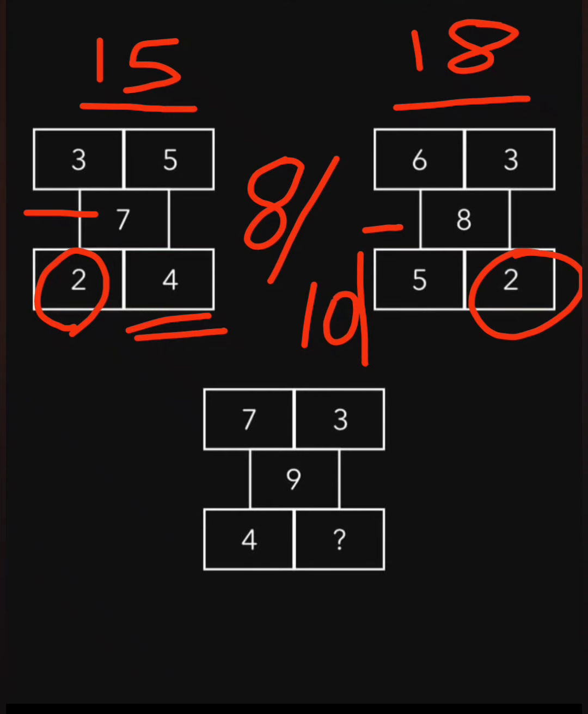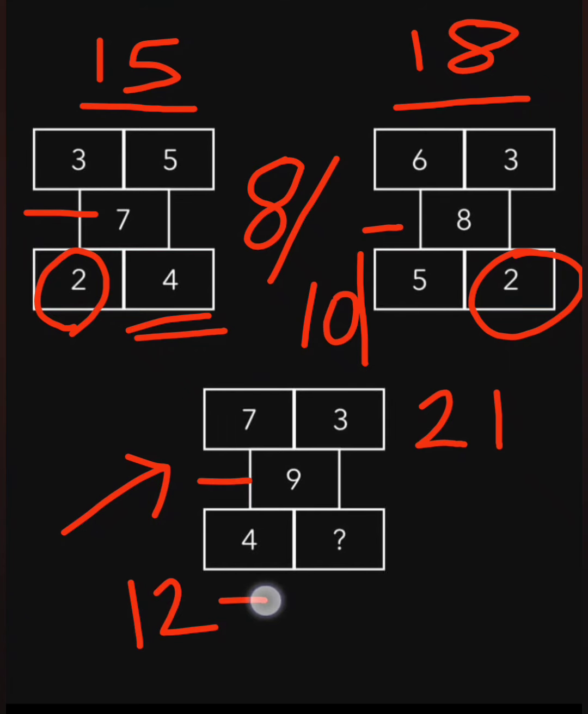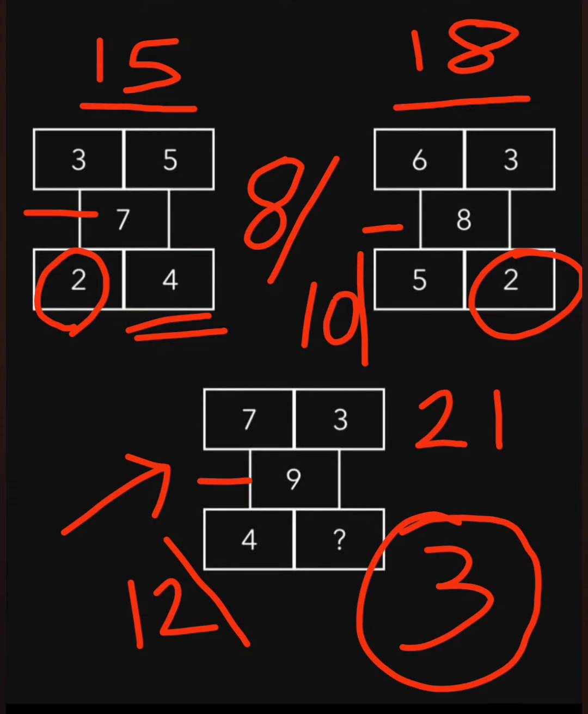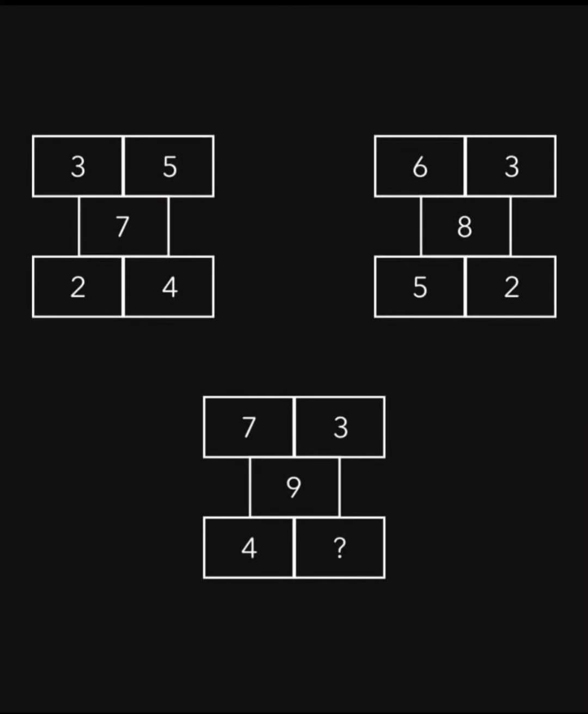Now let's solve the third square. We have 7 multiplied by 3 is 21. 21 minus 9 gives us 12 and 12 divided by 4 gives us 3. So the answer to the third solution is 3.